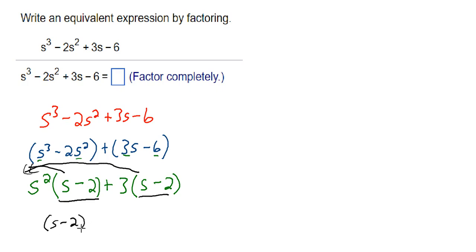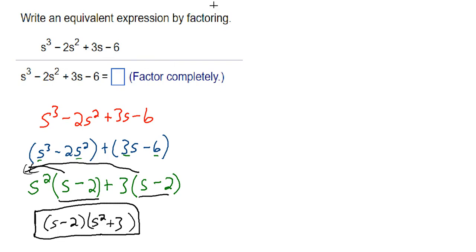We write it one time out in front, and then we set up a new set of parentheses to hold what's left over when we take that away. When I take away the s minus 2 from this first group, there's an s squared left over. And when I take the s minus 2 away from the second group, there's a plus 3 left over. And so that's how that factors. All right. So that is factor by grouping.